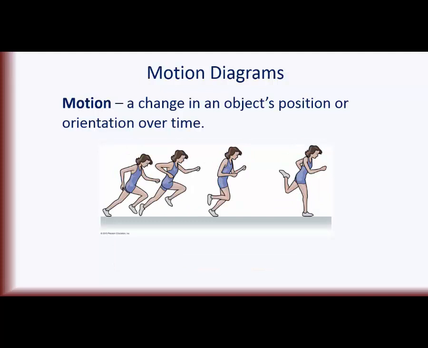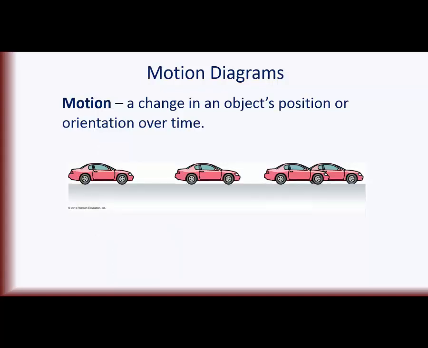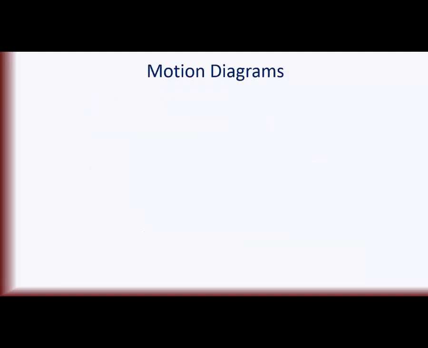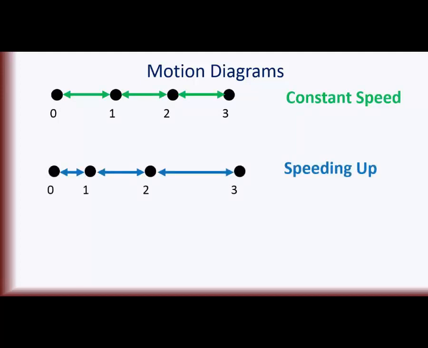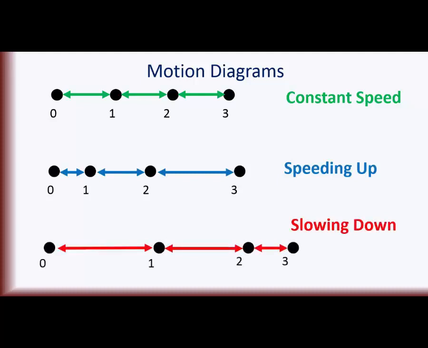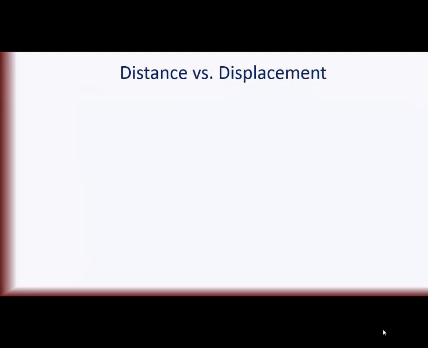In this next example, a runner is speeding up. A motion diagram shows that each dot becomes further and further apart. Our final example shows a car slowing down. The motion diagram for this car shows dots that are getting closer and closer together. To summarize motion diagrams, objects moving at a constant speed have dots that are equally spaced apart, objects that are speeding up have dots that are further apart, and objects that are slowing down have dots that are closer together.